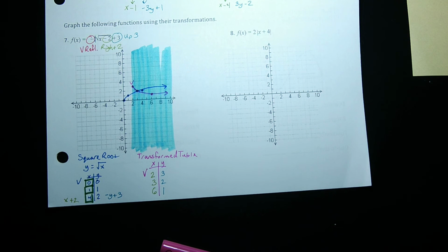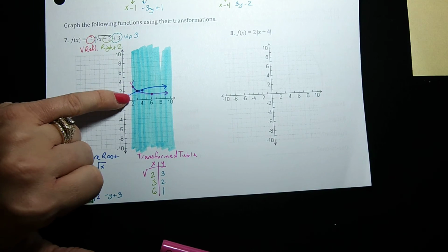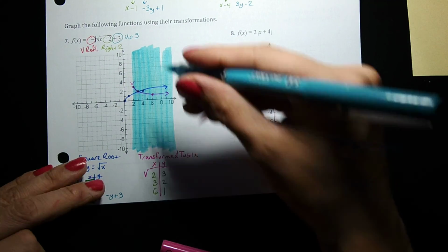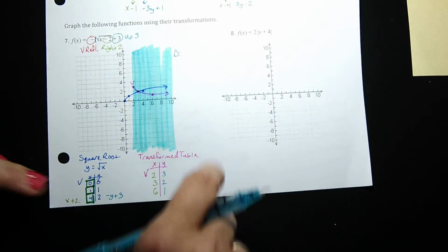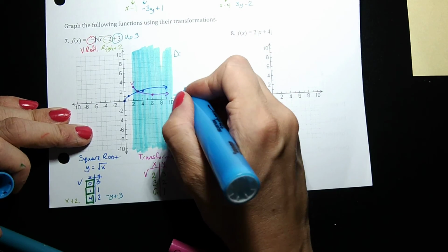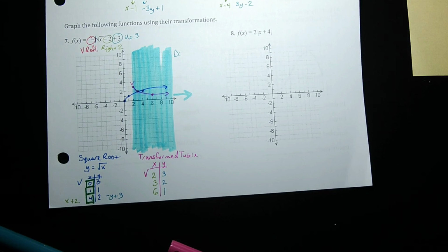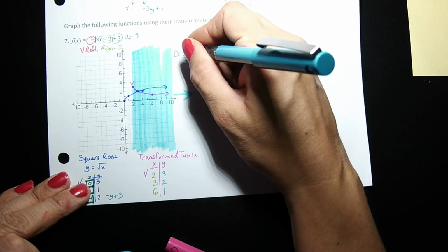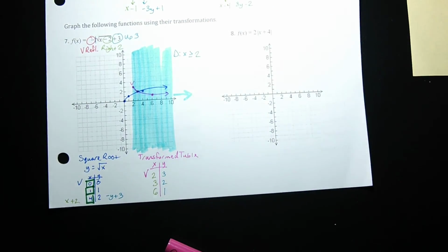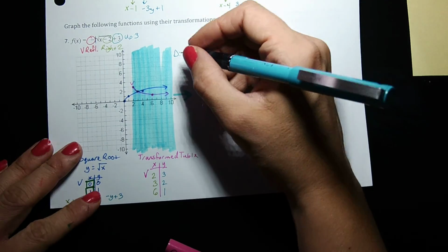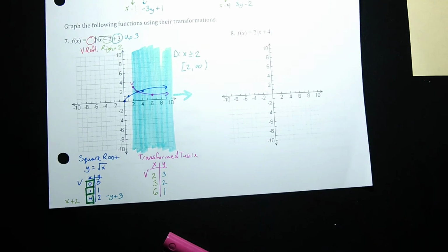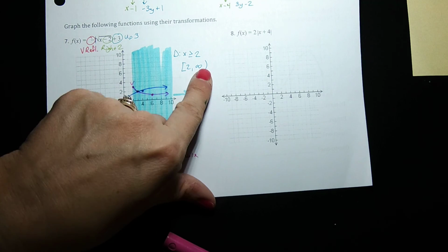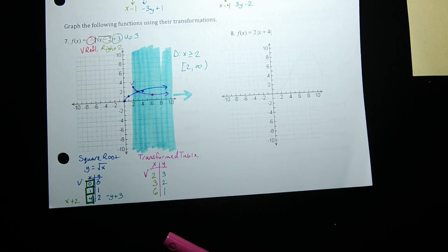Where do those covered X values start? At 2. So they start at 2, and then they go infinitely to the right. Using inequality notation, you would say X is greater than or equal to 2. Using interval notation, you would say bracket 2 to infinity. Making sure you use a parenthesis on the infinity sign and a bracket around the 2.